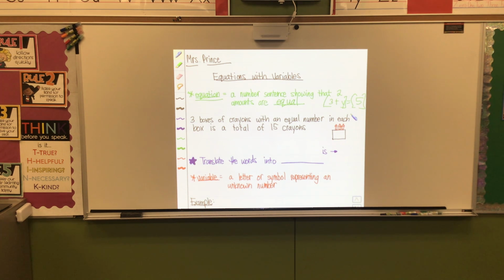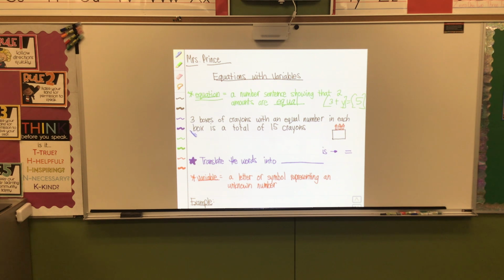So let's take a look at this example here and see if we can write an equation. It says 3 boxes of crayons with an equal number in each box is a total of 15 crayons. Now let me give you a little hint here. The word "is" is going to mean equals. So that's where you're going to put your equal sign.